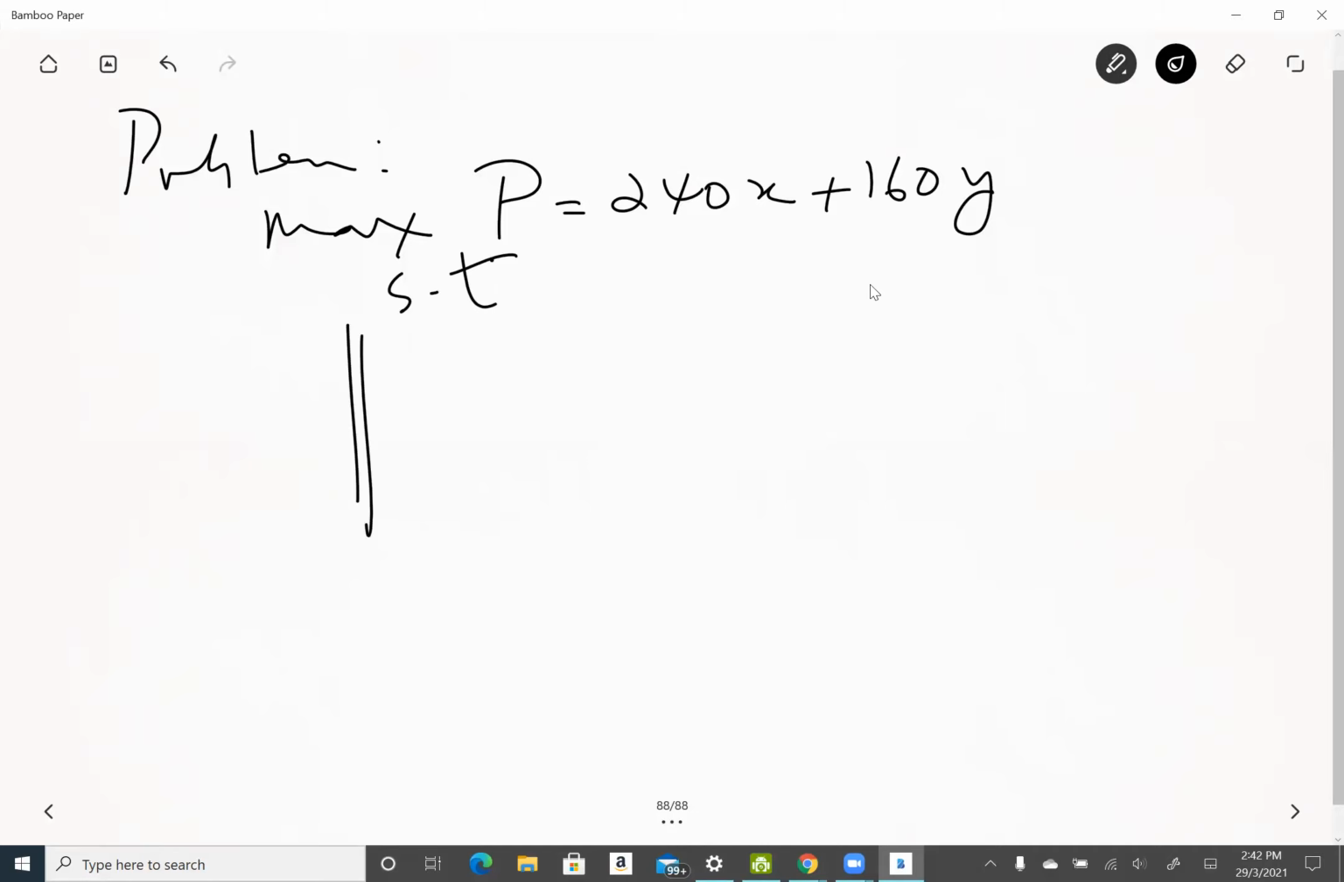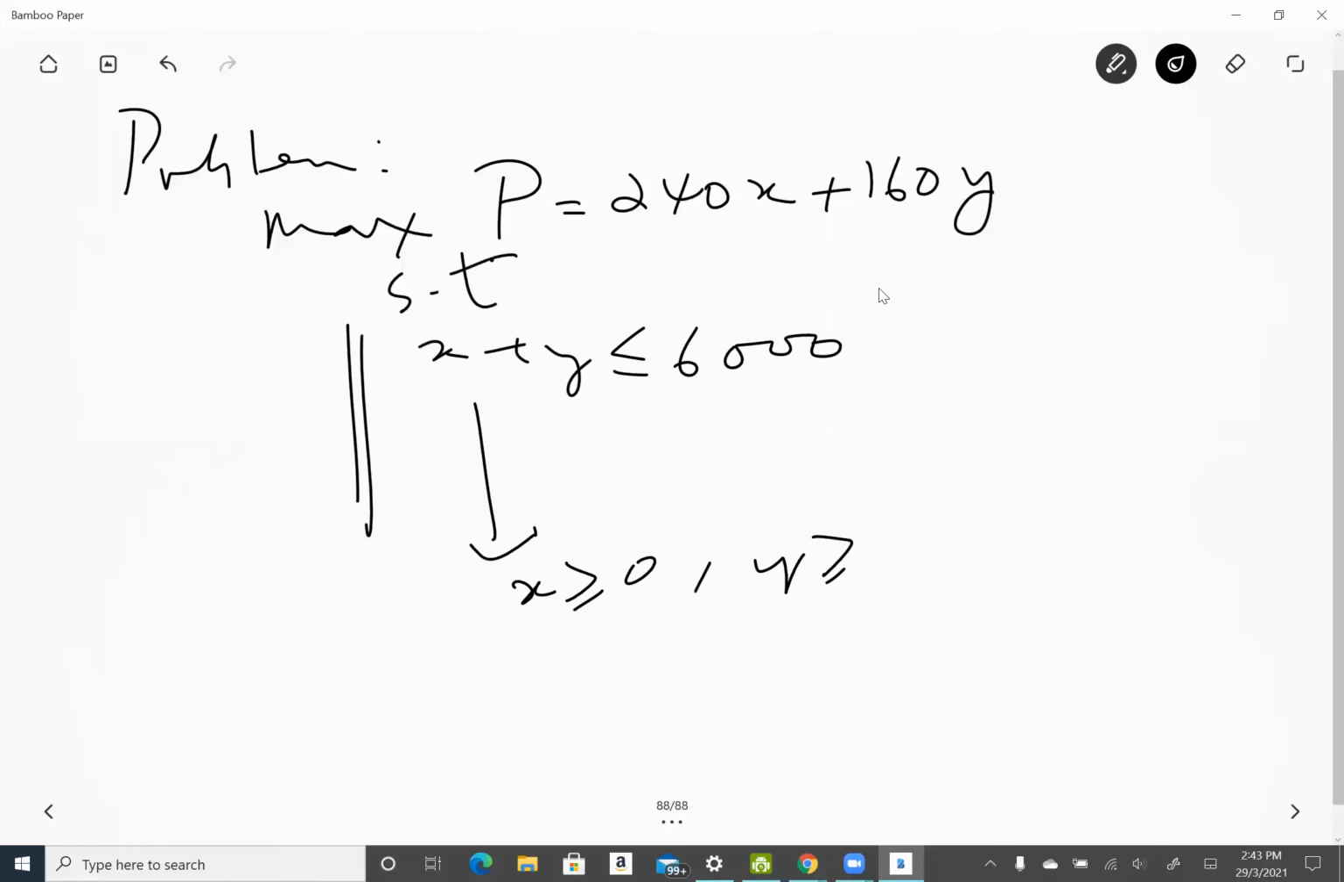You just look at the book. You have the land constraint, which is x plus y less or equal to 6,000, and so on. And of course, in application we include x bigger or equal to 0, y bigger or equal to 0. But sometimes in application you don't need that because we understand already. Any question?